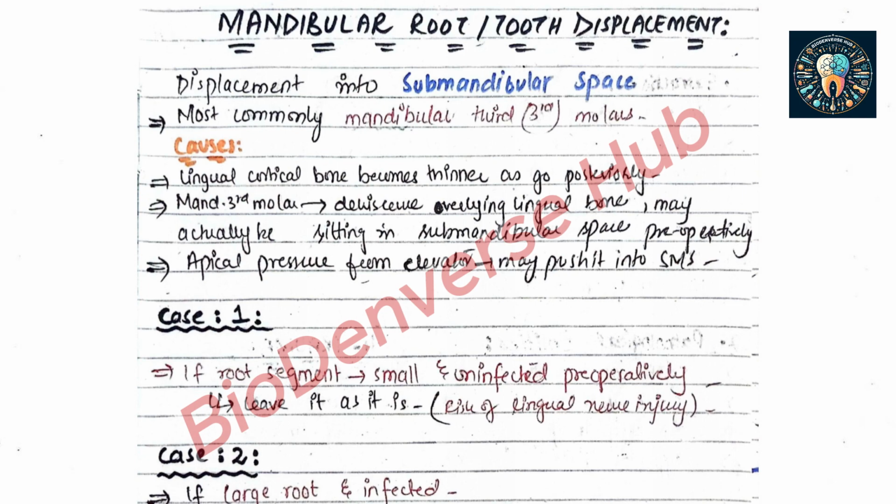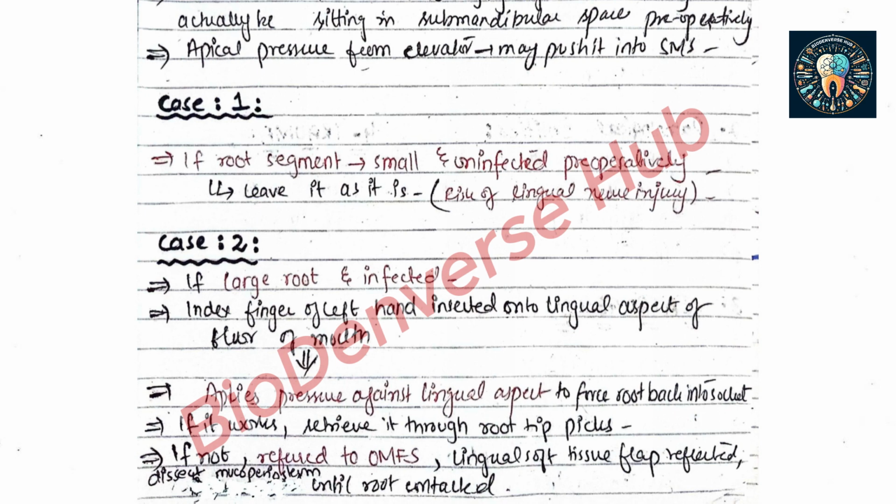Now, the second case is if the root segment that was displaced was very large and was also infected preoperatively. In that case, the index finger of the left hand should be inserted into the lingual aspect of the floor of the mouth, then apply pressure against the lingual aspect to force the root back into the socket. If it works well, then retrieve the root tip.